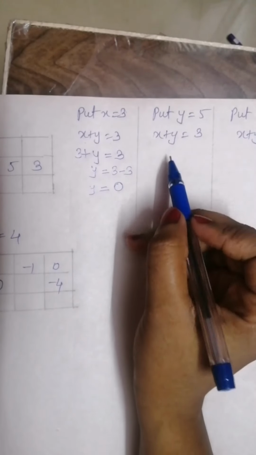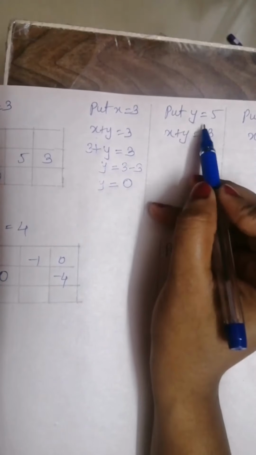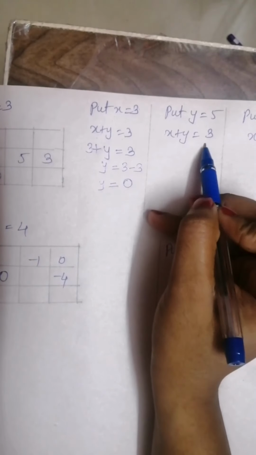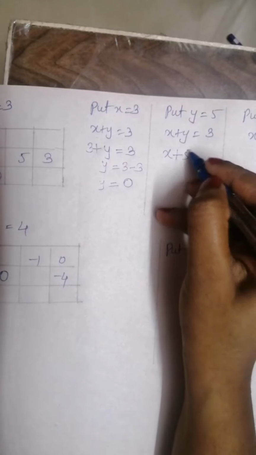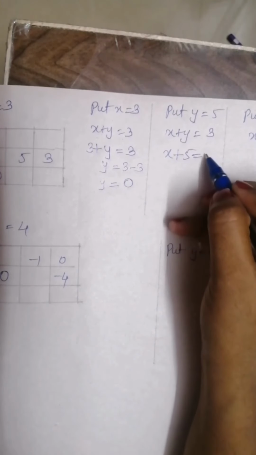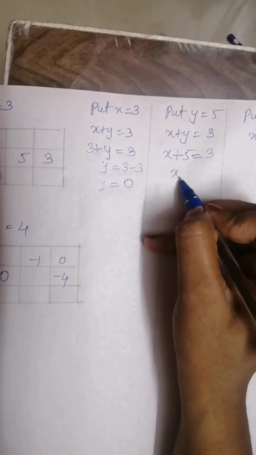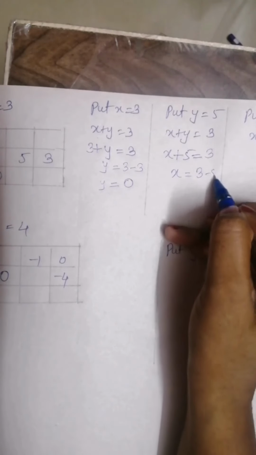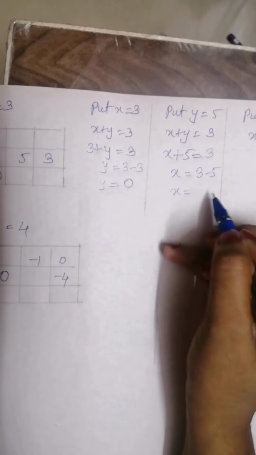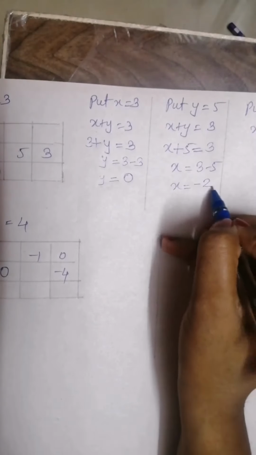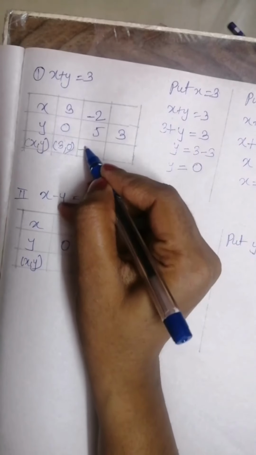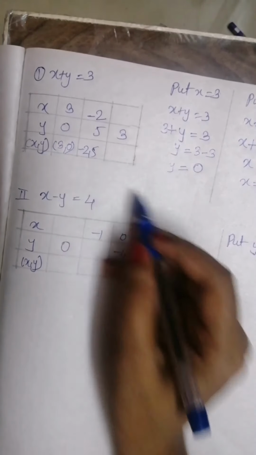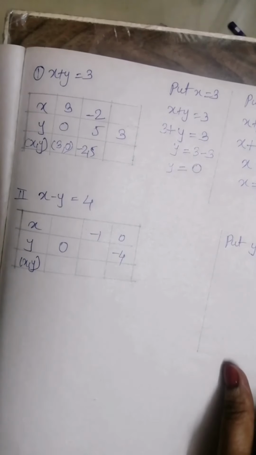Come to the second one. Put y equals 5 in x plus y equals 3. So write down here x plus 5 equals 3. So x is written as 3 minus 5. Therefore x equals minus 2. So write down here x equals minus 2. So minus 2 comma 5. This is the second coordinate.